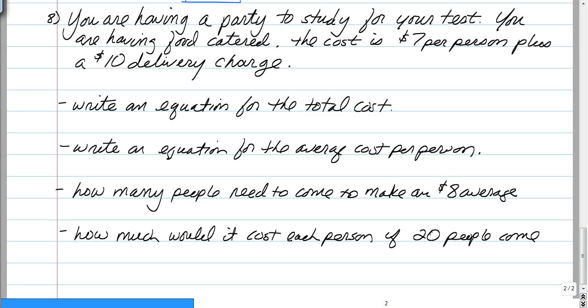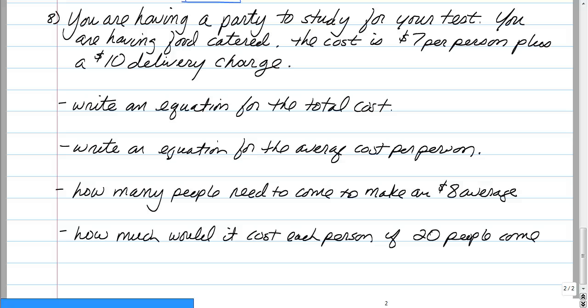So it says you are having a party to study for your test, and you are having food catered. The cost is $7 per person plus a $10 delivery charge. Let's pretend you're getting Italian beef, some peppers, some sausage, and some cheese, and a whole bunch of other stuff, maybe some mozzarella, good old-fashioned Italian dinner. And they're going to deliver it for $10 no matter what you order. So if you're going to order for 10 people or if you're going to order for 100 people, they're only going to charge you $10 for delivery.